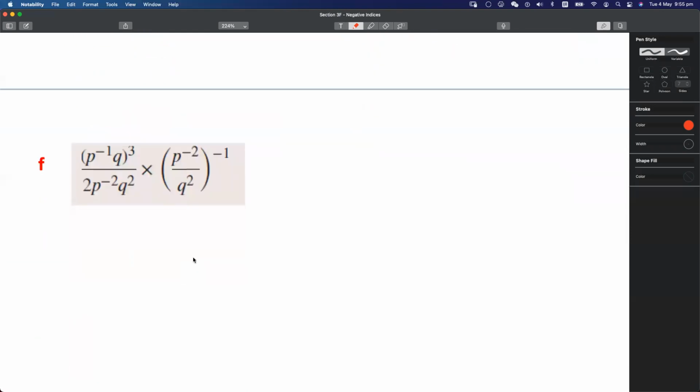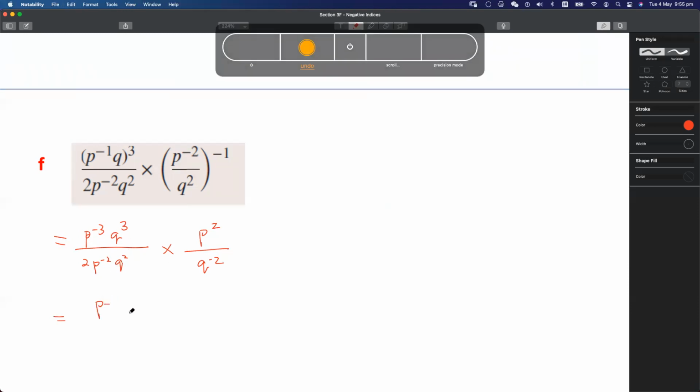Next one, more complicated one. When we see brackets, we do brackets first. There we go. p to the power of negative 3, q cubed over 2p to the power of negative 2, q squared, times p to the power of 2 over q to the power of negative 2. So you're going to distribute indices across bases, and then let's work it out. We could combine them first.